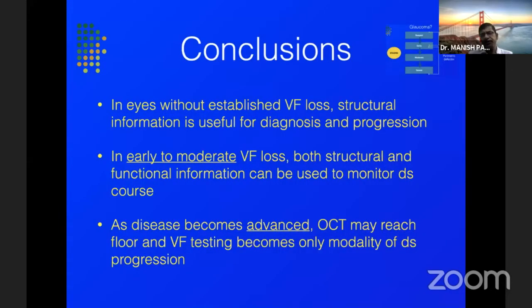Just the last concluding slides. So in eyes without established visual field loss, when there is no visual field loss, structural information is useful for diagnosis and progression.